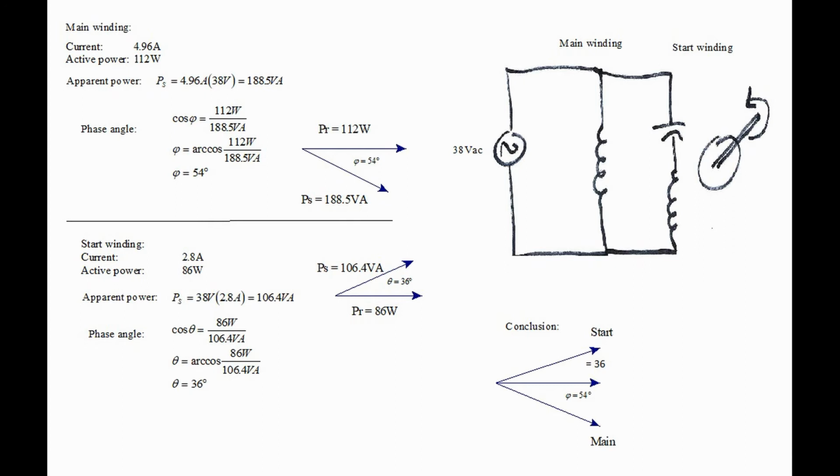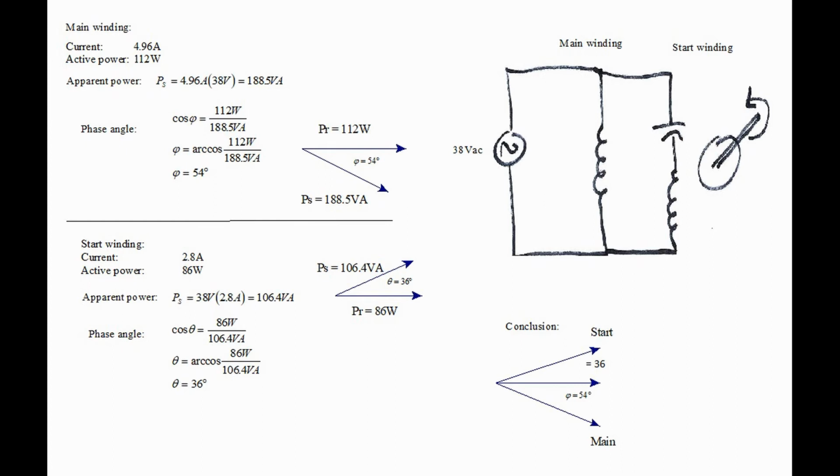In the start winding, we are given the current and the active power. And once again, we calculate the apparent power, in this case 106.4 volts amps. The start winding contains a capacitor, so we can expect that the current will lead the voltage by a certain phase angle. Again, we use our formula and find a phase angle of 36 degrees, which means that the current in the start winding leads the voltage by 36 degrees.